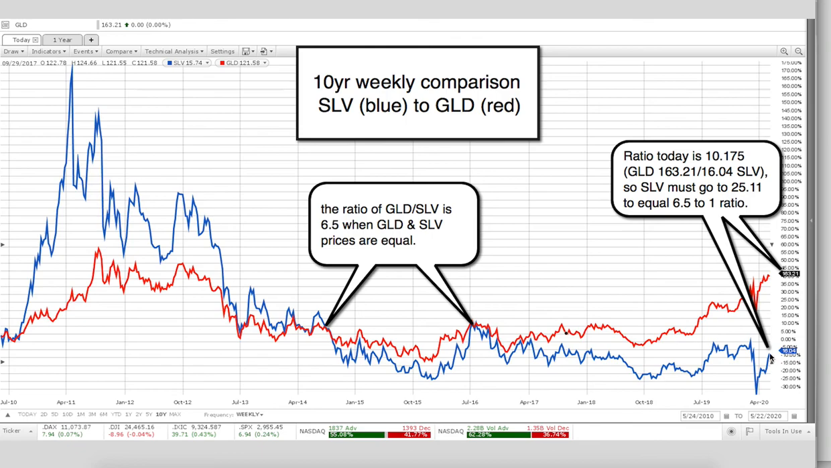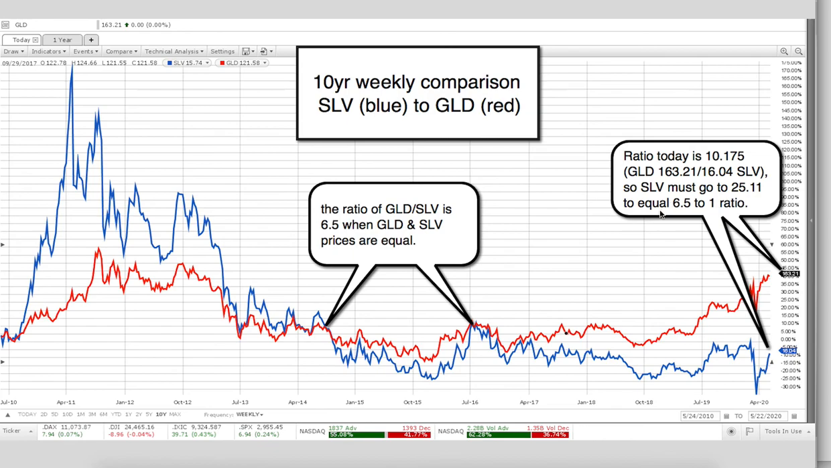Right now, on Friday's close, SLV was at 16.04 and GLD was 163.21. So if you multiply that 163.21 times 10, you get $1,632. Well, the spot price of gold was over $1,700, so it doesn't quite match it. The same with silver. The spot price of silver was $17.45, and this is at 16.04. So it's not a perfect match, but hey, this is the ETF we have to trade.